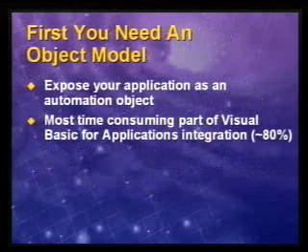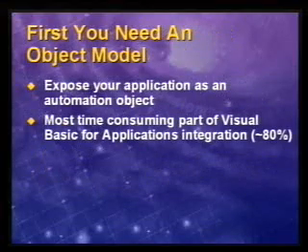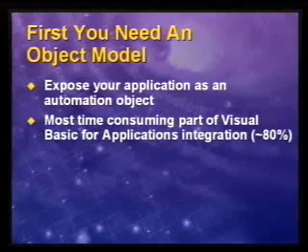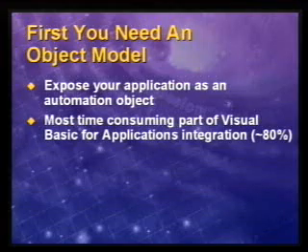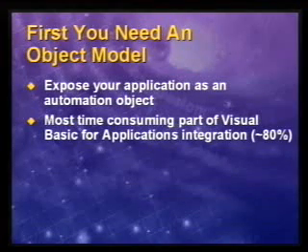Okay, so that was the first point of my 4 points for the presentation. My second point is that you need an object model. So this is very important. Your application needs to be exposed as an automation object. So you need to use OLE Automation. You need to really think through all the functionality that your product has, and you have to think about a coherent and a logical way to expose that through OLE Automation.